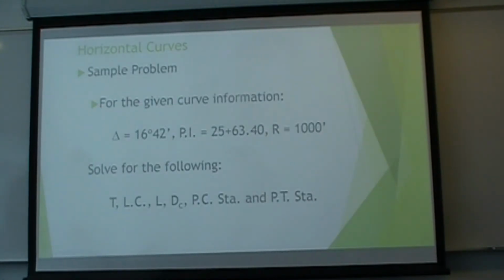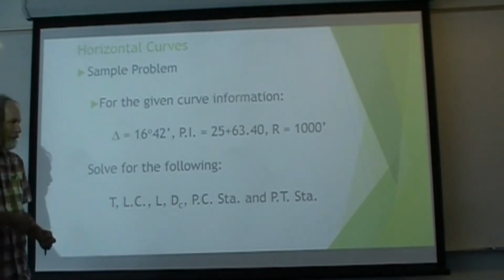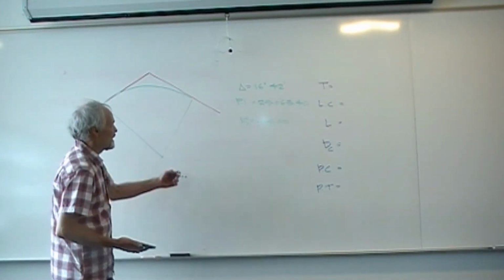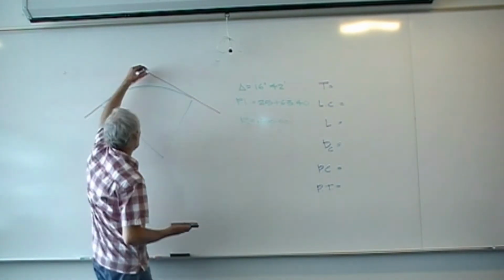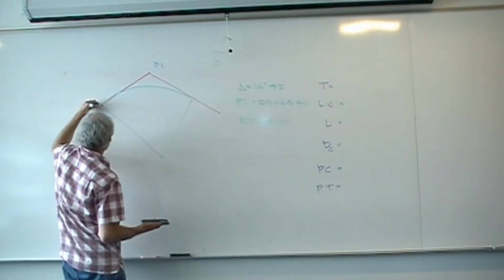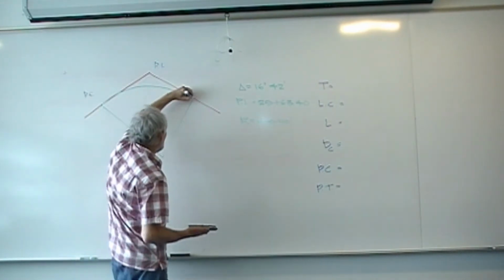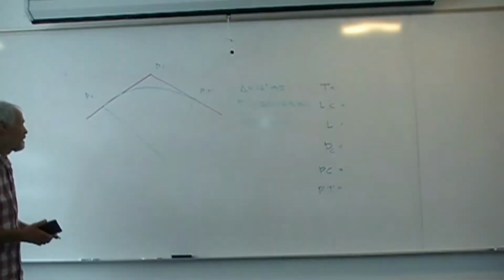Okay, so we're going to take a look at this little example where we're given a curve that has a delta of 16°42′, a PI value of 2+56.340, and a radius, and we want to solve for some of these things. We're going to solve for the T, the long chord, the L, degree of curve, and PC and PT stations. I always like to draw a little sketch. It just helps relate what's going on. So I'm calling this my PI. It doesn't matter what I'm calling my PC for this picture, but I'm going to call my PC to the left, PT to the right. So we're looking for all those different variables.